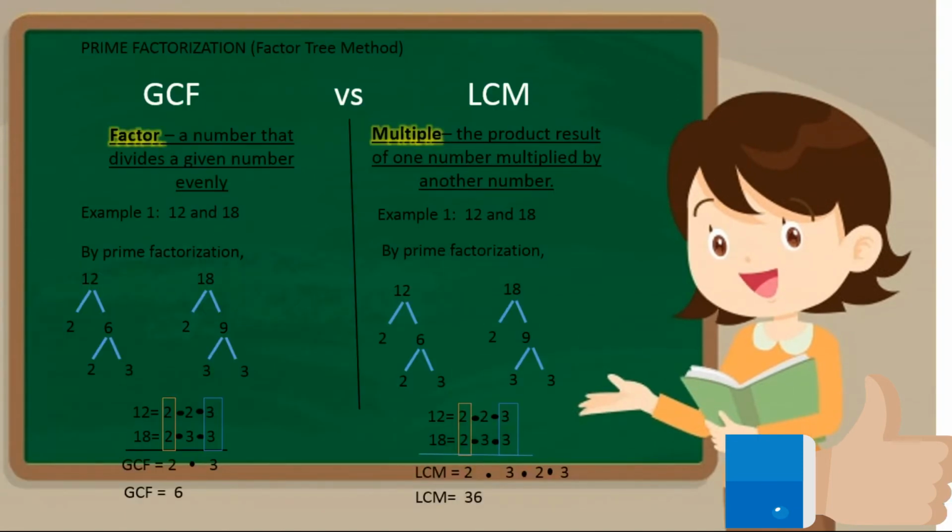So there you have it, their difference. The GCF is smaller than the LCM. So going back to our misconception earlier, not all GCFs are larger because of the word greatest, and not all LCMs are lesser because of the word least.